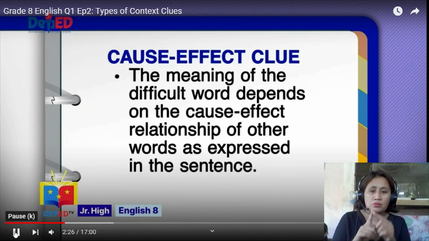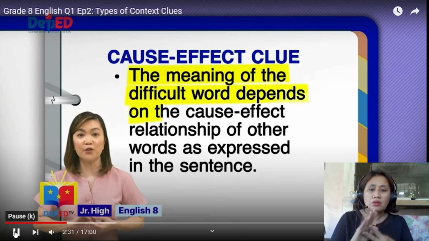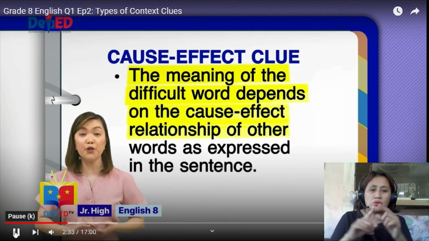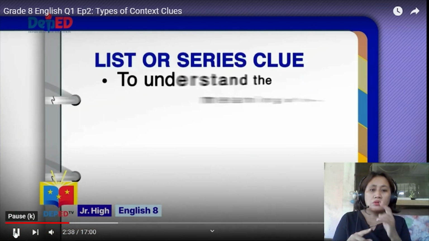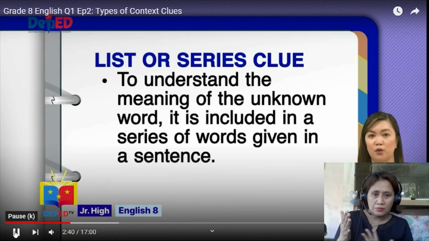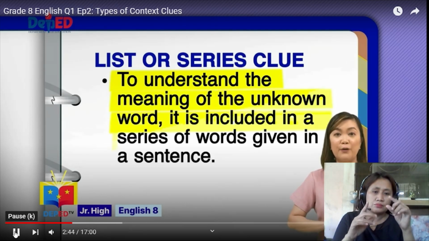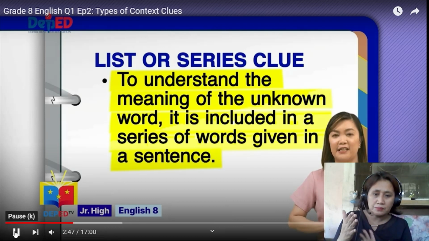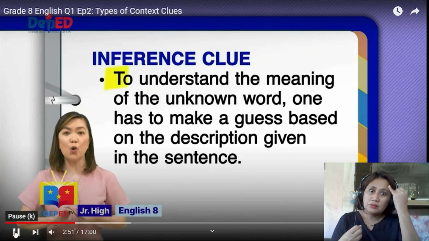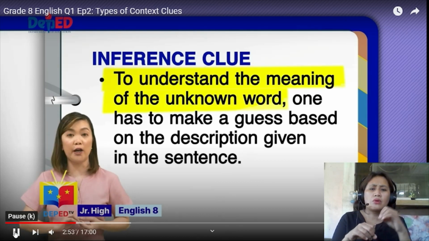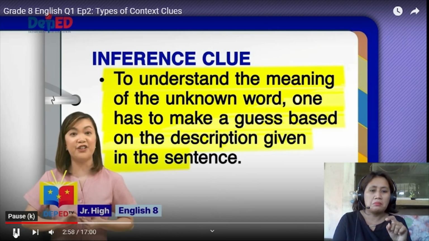Then, we have cause-effect clue. The meaning of the difficult word depends on the cause-effect relationship of other words as expressed in the sentence. Next, we have list or series clue. To understand the meaning of the unknown word, it is included in a series of words given in a sentence. And lastly, we have the inference clue. To understand the meaning of the unknown word, one has to make a guess based on the description given in the sentence.